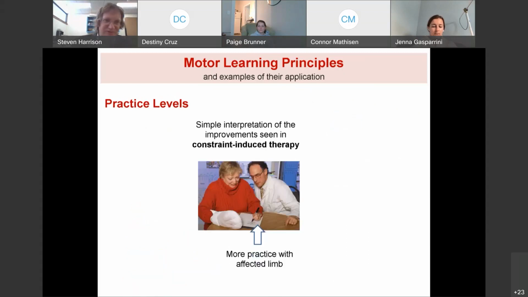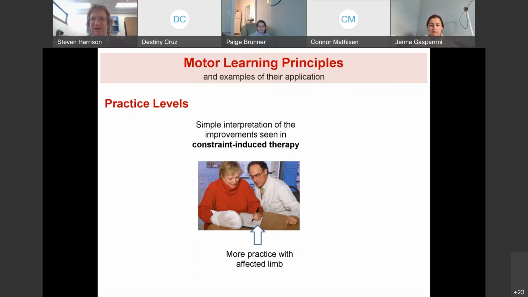Okay, so one of the things I'll scatter throughout this talk is trying to make some simple connections between the particular principle that we're looking at and some connections to PT and particular interventions. So a simple interpretation of the motivation for constraint-induced movement therapy.